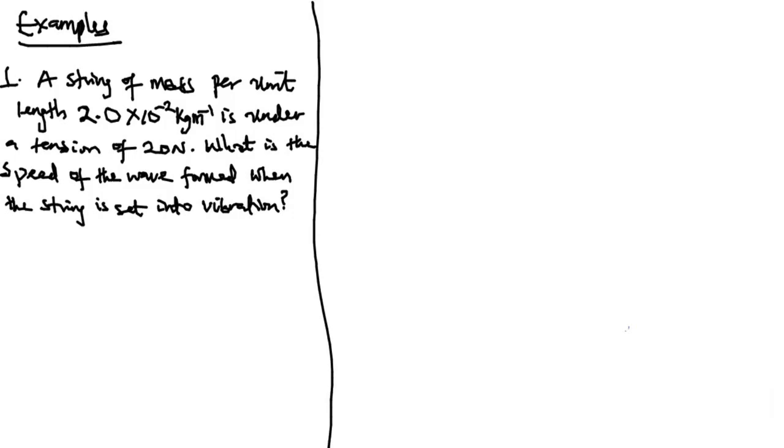We have an example before us here, and that example says a string of mass per unit length 2.0 times 10 raised to the power minus 2 kilogram per meter is under a tension of 20 Newton. What is the speed of the wave formed when the string is set to vibration? Okay, so the solution would be the following.